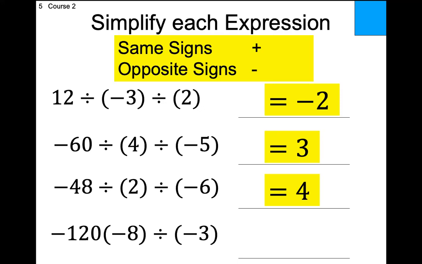8 goes into 40 5 times. So 1 and a 5 gives me what number? 16. I'm not saying that you need to do this in your head. What I'm saying is some of you are smart enough that you could do this in your head.